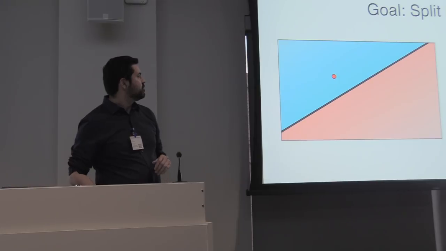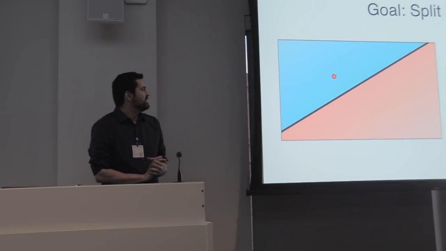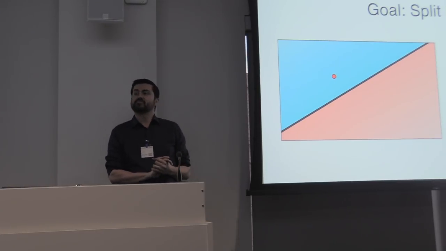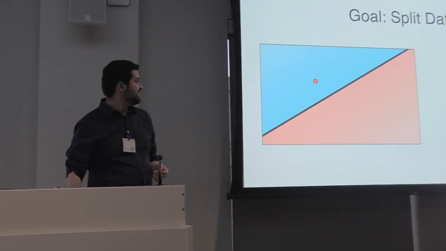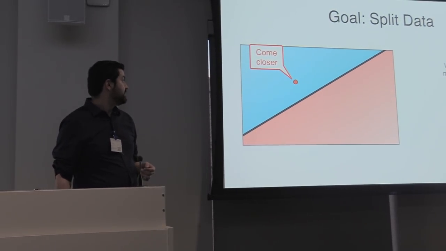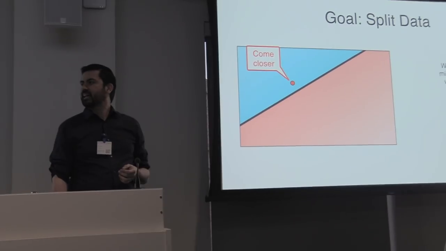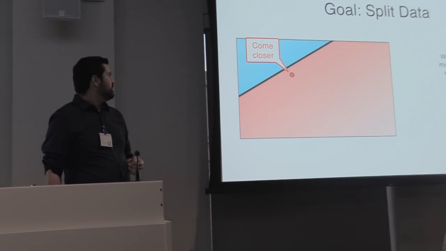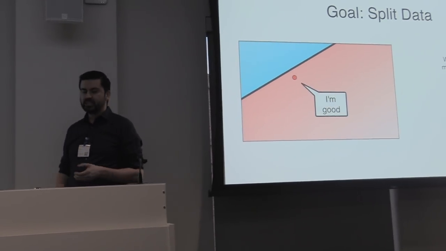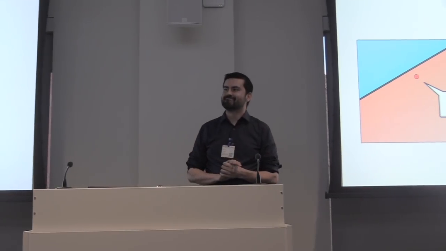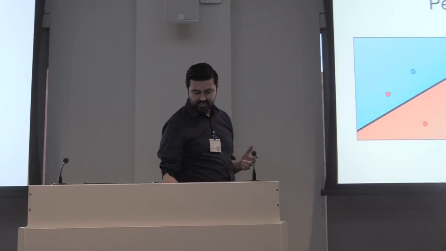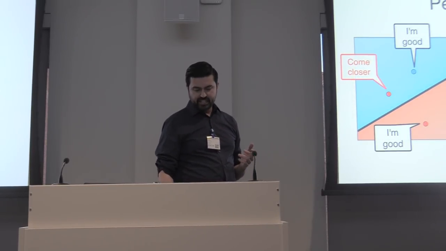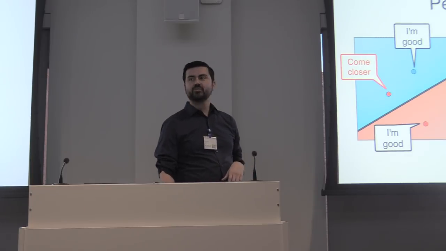So a quiz: what would the specified point tell the line to move, closer or farther? Closer, right, because everything is tiny steps, it just goes a little closer. And if it tells it 500 times, one day it's going to be on the correct side, and then it's going to say, I'm good. So that's the idea. These points say I'm good, and these ones say, come closer. And so we listen to them.